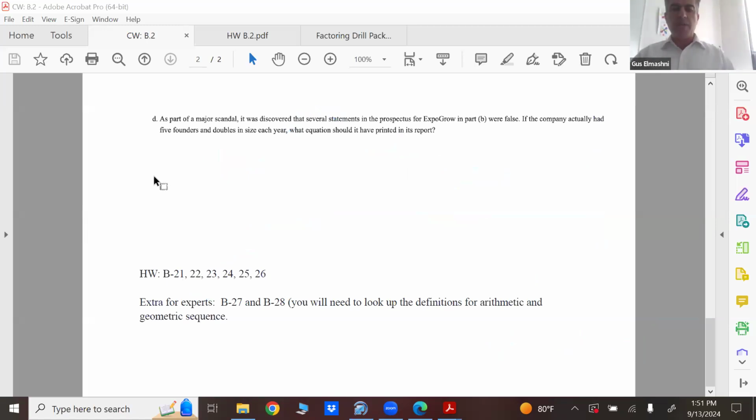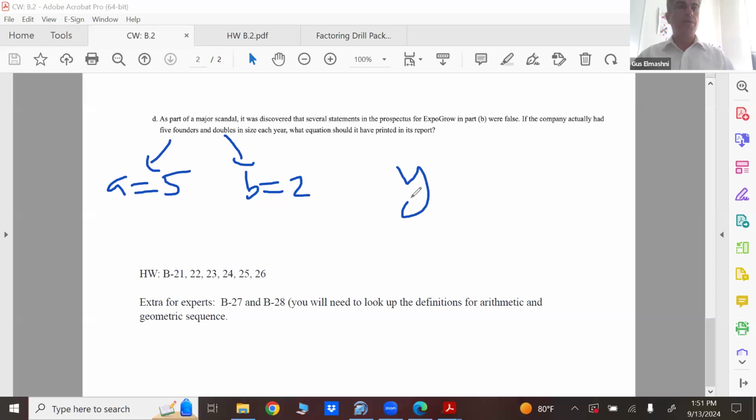As part of a major scandal, it was discovered that several statements from the prospectus for Expo Grow in part B were false. Now the company has 5 founders and they double in size. So if they have 5 founders, what's A going to be? 5. And if you're doubling, what's B going to be? If you're doubling in size, what's your base value? Your B value? 2. Right? If you're doubling, you multiply by 2.